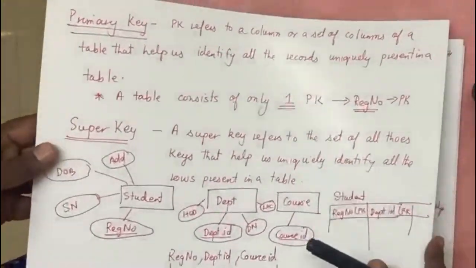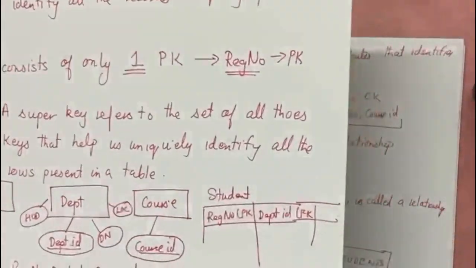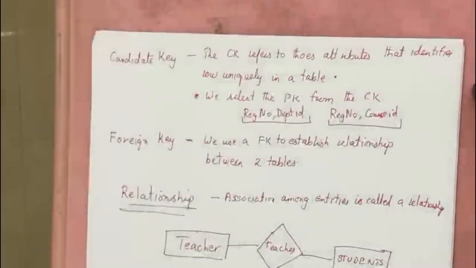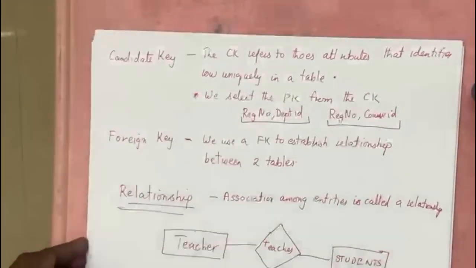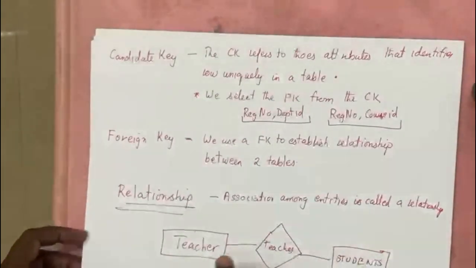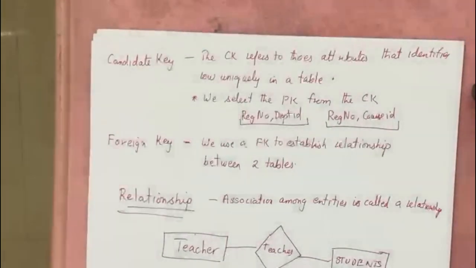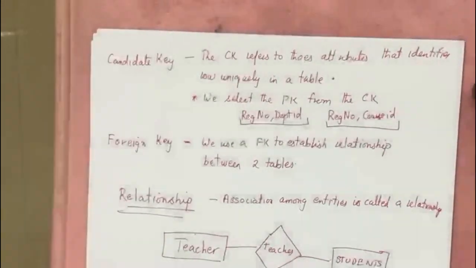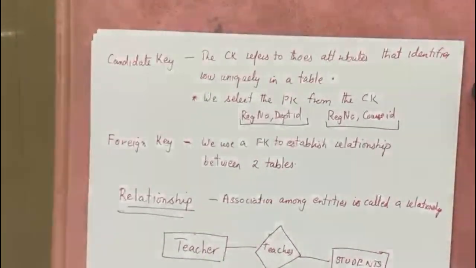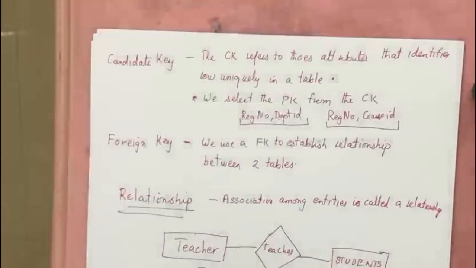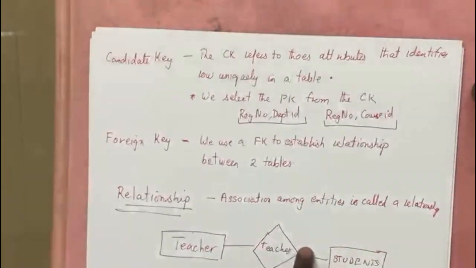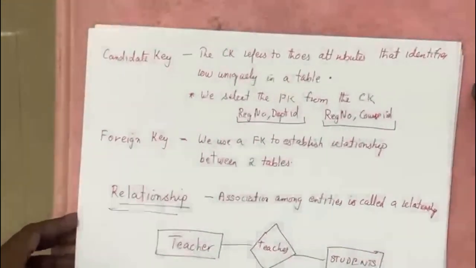So we have seen 4 keys: primary key, super key, candidate key, and foreign key. The next one, if you see, is nothing but relationship. Relationships are nothing but when two entities are having a common association, we call them as relationship. A teacher teaches the student. A student studies in the department. So we can have a relationship, and that relationship is represented as a diamond box.